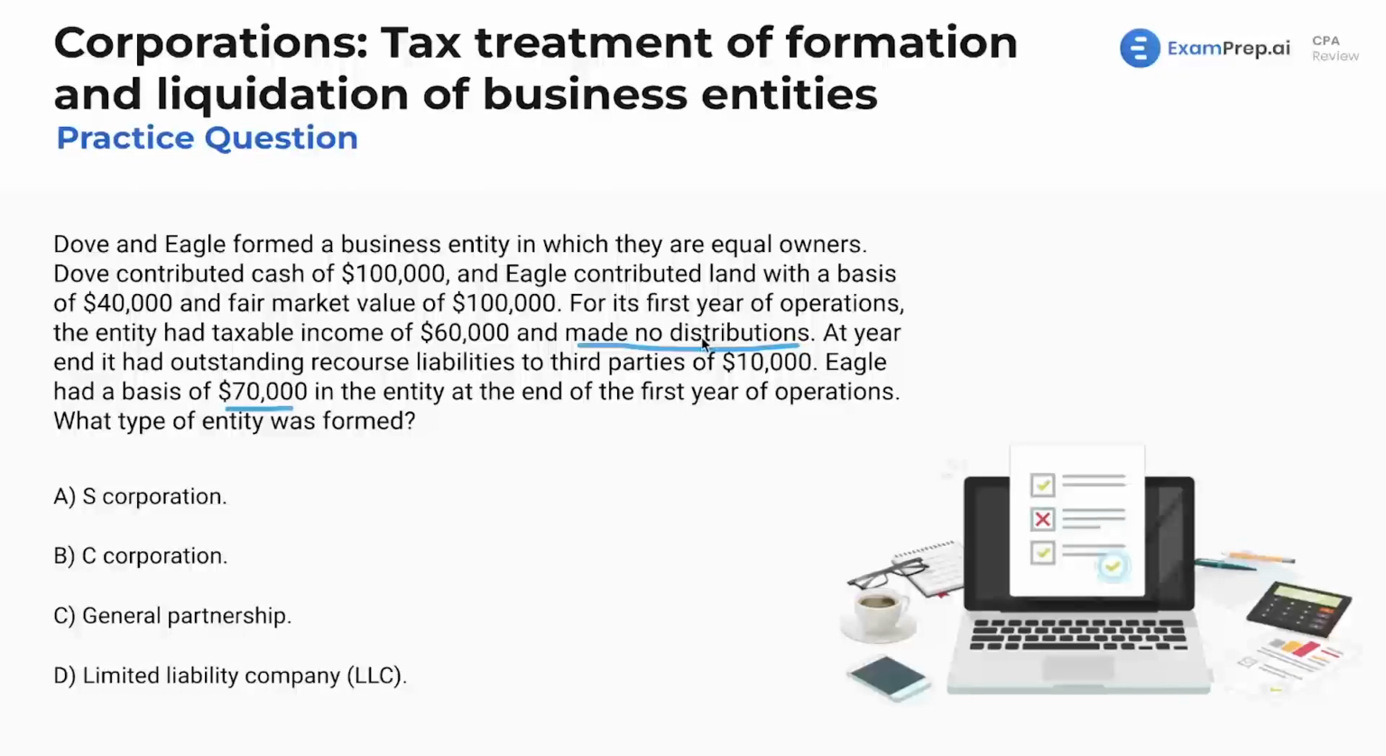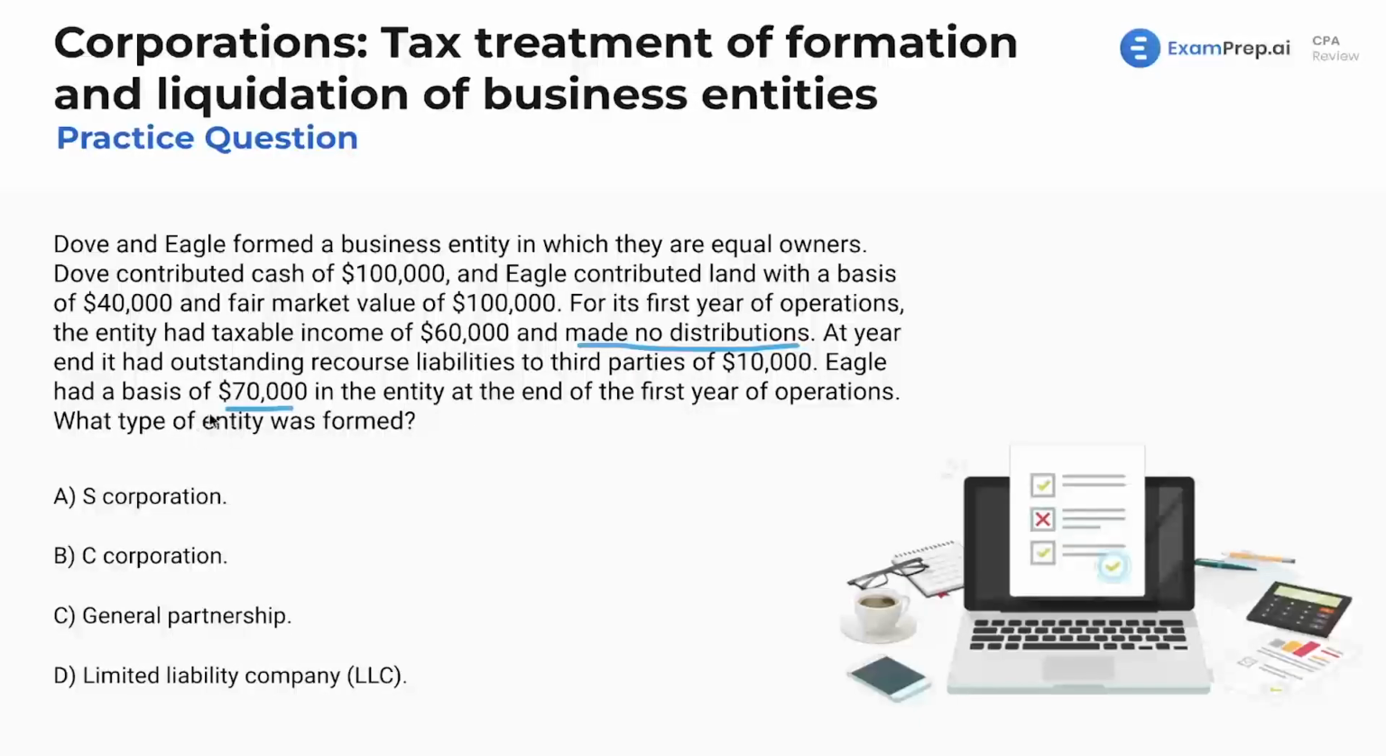But also another thing to consider is that C corporations are pretty static. They have the least activity in terms of increasing or decreasing basis. It's really just contributions and distributions that are going to increase or decrease basis. Whereas for flow-through entities, you're going to receive parts of the income or loss, which would increase or decrease basis. At year end, it had outstanding recourse liabilities to third parties of $10,000.